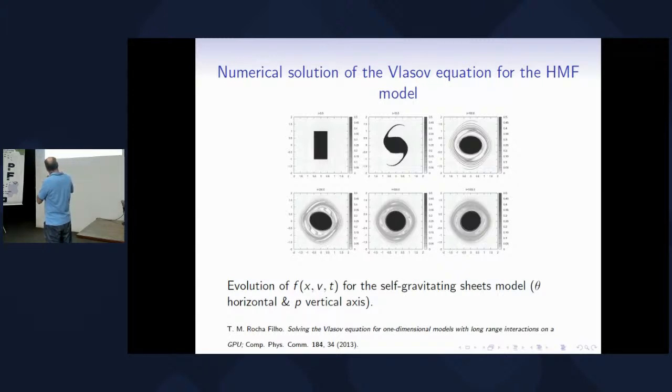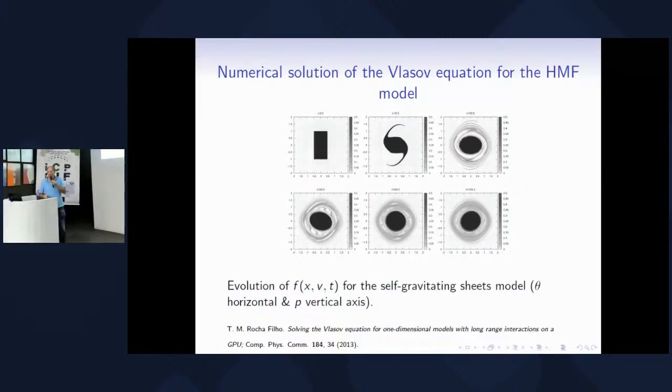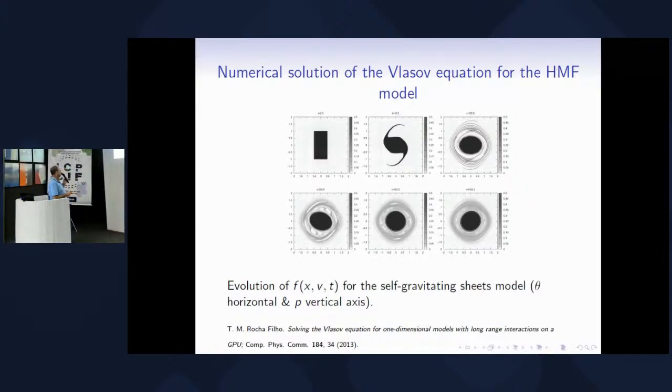Here we have on the horizontal axis the theta variable, on the vertical axis the momentum variable, and the distribution function is 0 except in the black region, which has a constant value, which is normalized. And we solve this on the computer. This one was done on a GPU, graphic processing unit, to accelerate.